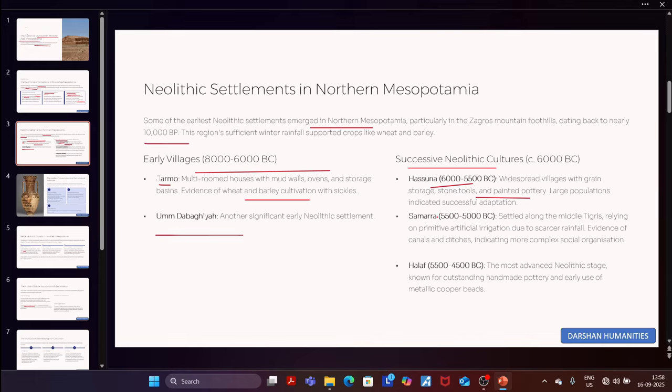Then came Samara culture from 5500 to 5000 BC, settled along the Middle Tigris, requiring primitive artificial irrigation due to scarcer rainfall. Sites like Tel Asavan and Chogamami show evidence of rudimentary canals and more complex social organization, including defensive ditches. And we will look into the Halaf culture in a much more detailed manner in the next slide. But all in all, it represented the most advanced Neolithic stage in northern Mesopotamia, and it was known for its outstanding handmade pottery and early use of metallic copper beads.